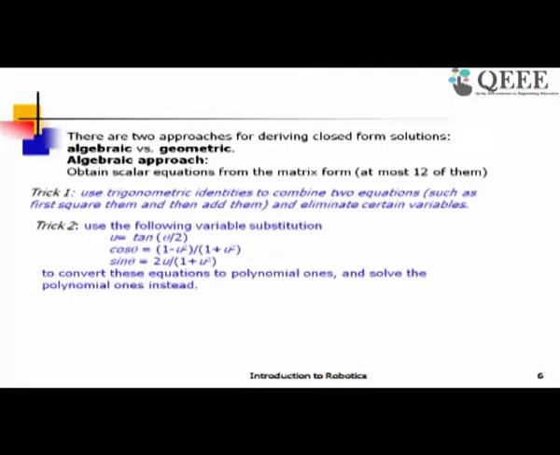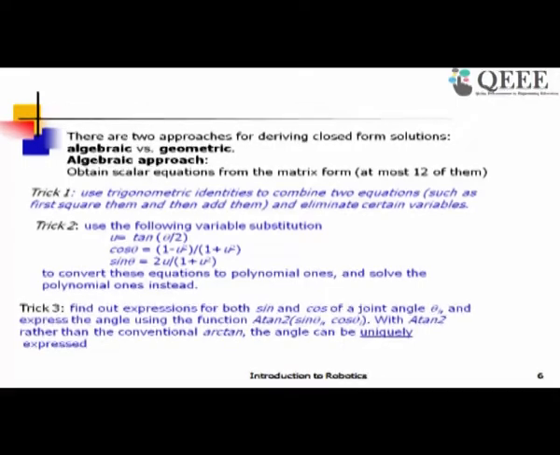The second one is to use variable substitution. Sometimes you substitute some variables and then convert that equation into a different form of equation. For example, you substitute u is equal to tan theta by 2, then cos theta becomes 1 minus u square by 1 plus u square, and sin theta becomes 2u by 1 plus u square, and you will be able to use this to solve the equation. So that is another method of converting the equations to polynomial ones. So you convert these trigonometric equations to polynomial equations and solve the polynomial to get the joint angles.